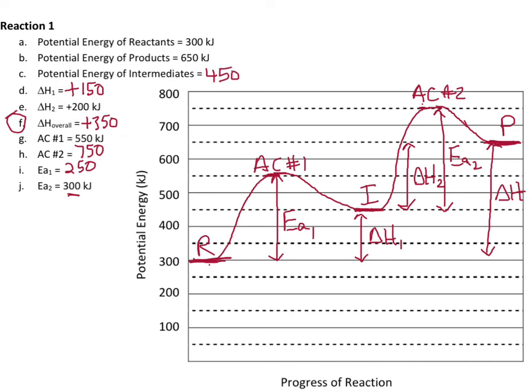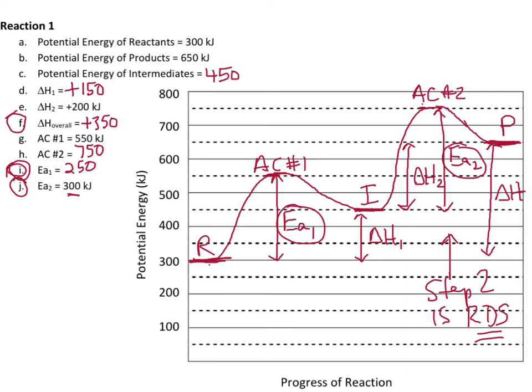Now, which of those two steps, the first or the second step, was the rate determining step? To answer that, we just look at the activation energies, EA1 and EA2. EA1 was 250 kilojoules, EA2 is 300 kilojoules, so therefore step 2, which is here, is the rate determining step, because its activation energy, 300, is larger than step 1's activation energy, 250.